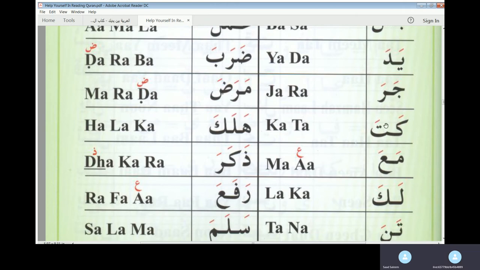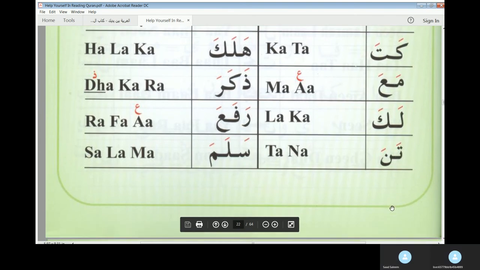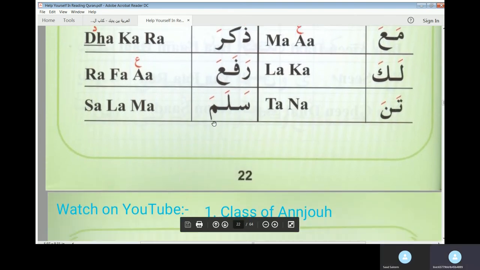Try to keep them separate. For example, don't say jara. Say jara, marada, kata, halaka. Okay. Where do you want me to start? Start from jara. Jara, marada, kata, malaka. Halaka. Ma'a. Dekero, leke, refoe, tene, selame.